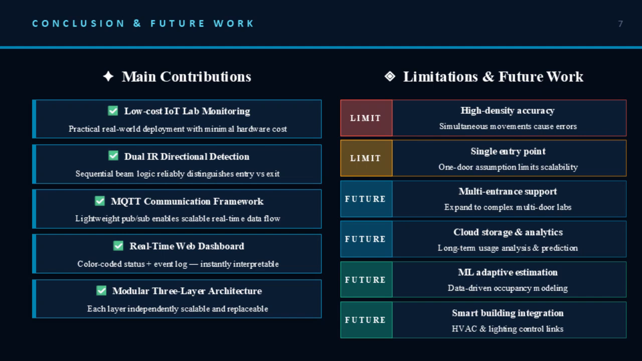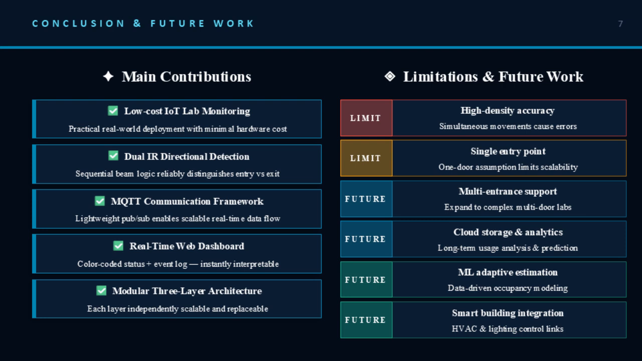To summarize, LabFlow makes 5 key contributions. First, a low-cost IoT-based laboratory occupancy monitoring system with real-world deployability using affordable off-the-shelf hardware. Second, a dual infrared sensor directional detection mechanism that reliably distinguishes entry from exit without cameras or complex sensors.